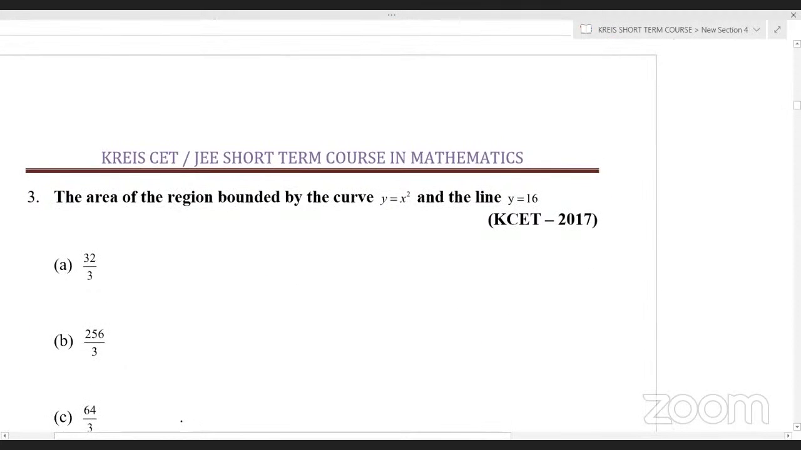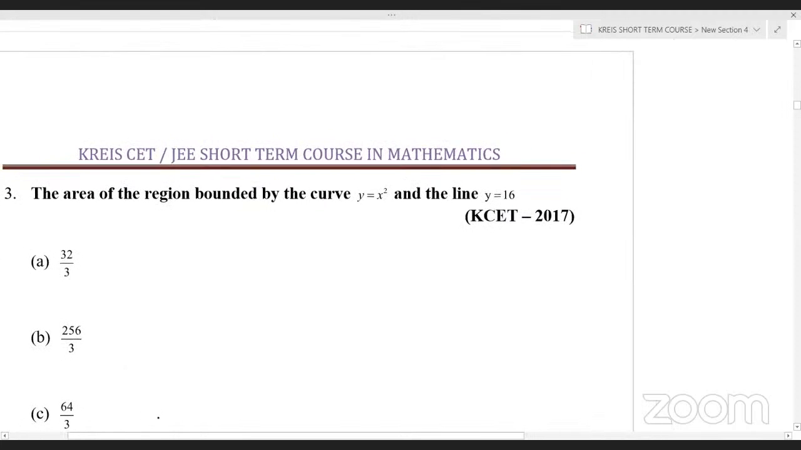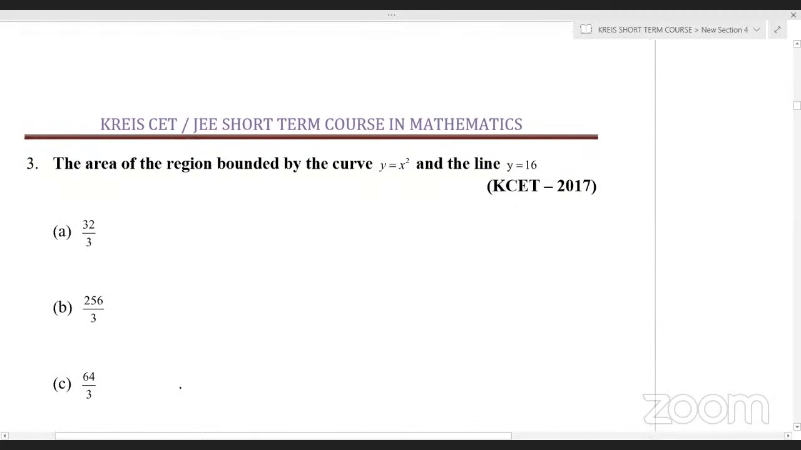ಮೂರನೇ ಪ್ರಶ್ನೆ 2017 question paper ಅಲ್ಲಿ ಕೊಟ್ಟಿದ್ದಾರೆ ಇದನ್ನ. It is the area of the region bounded by the curve y is equal to x square, and the line y is equal to 16.